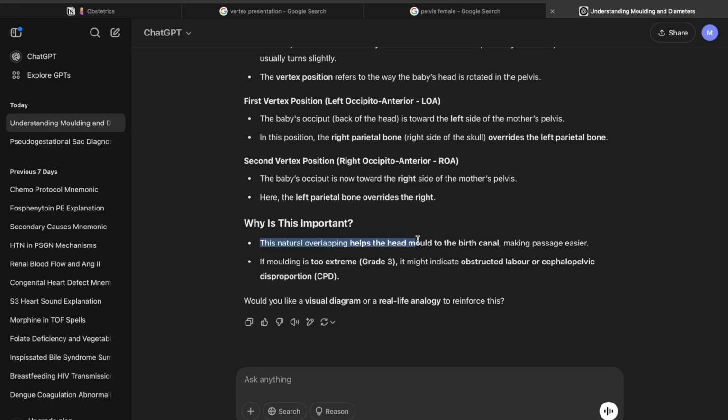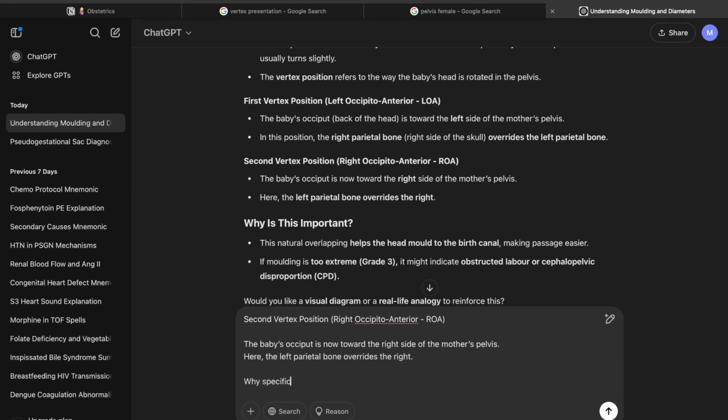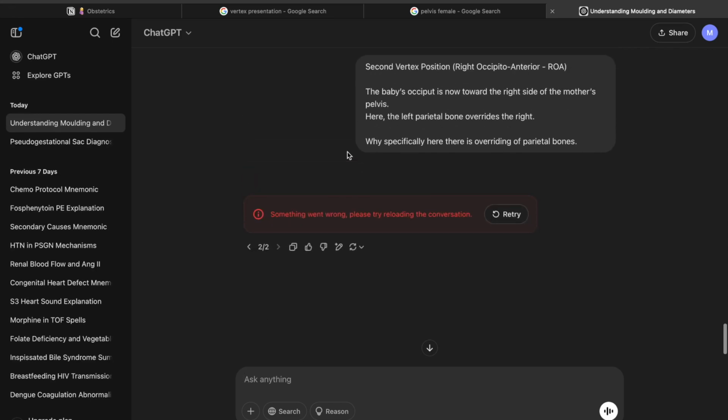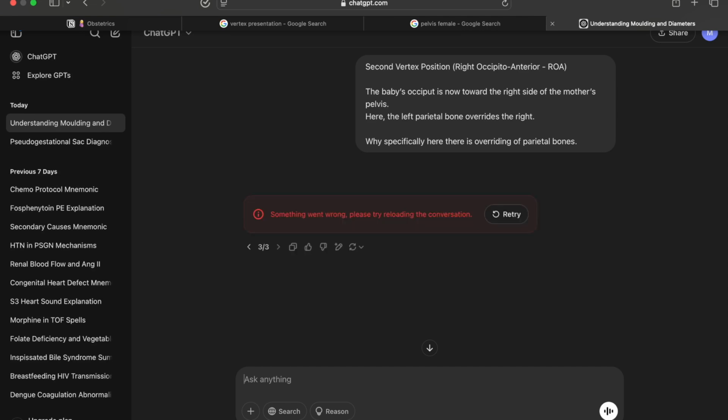Why is this important? This natural overlapping helps the head mold to the birth canal, making passage easier. If molding is too extreme, it is obstructed labor or cephalopelvic disproportion. But why specifically in this case is there overriding of parietal bones? For the sake of exams we can just memorize this and go, but it is better to know why, in that particular condition, what's happening.